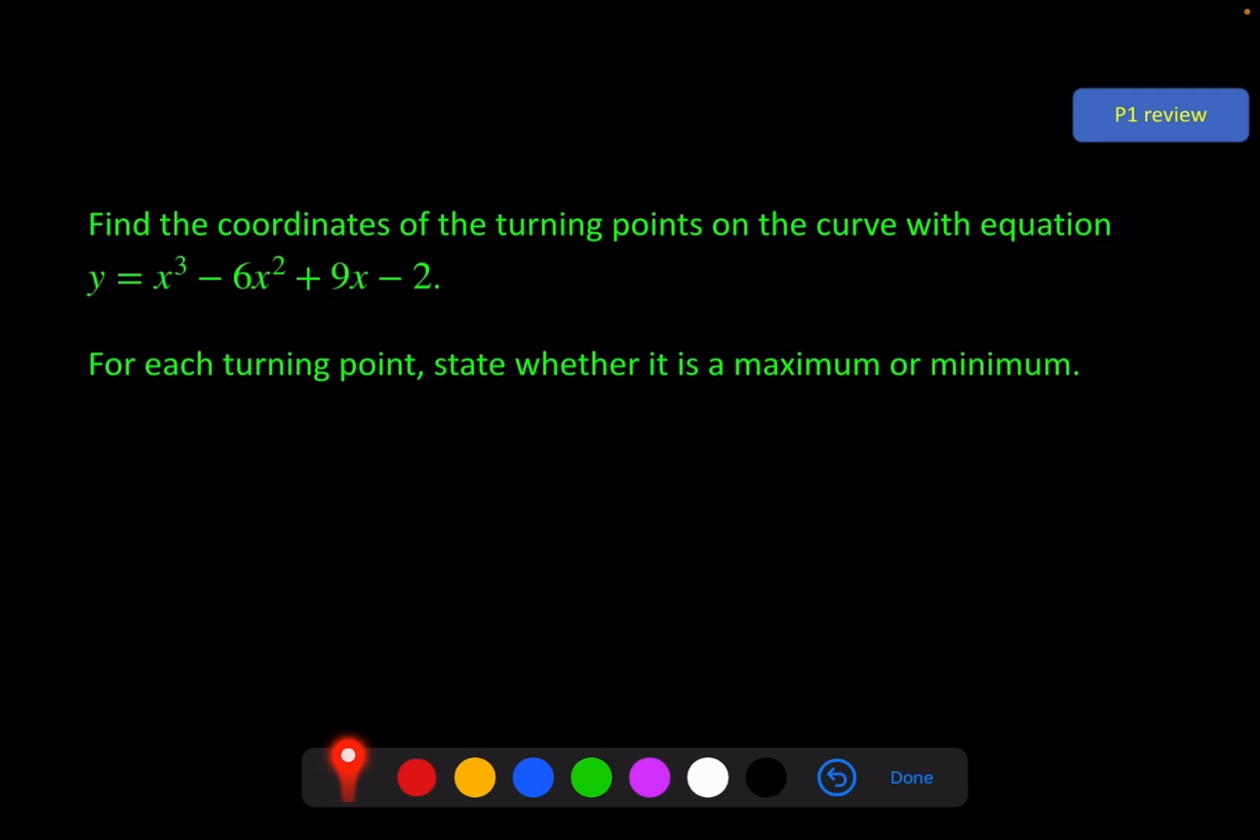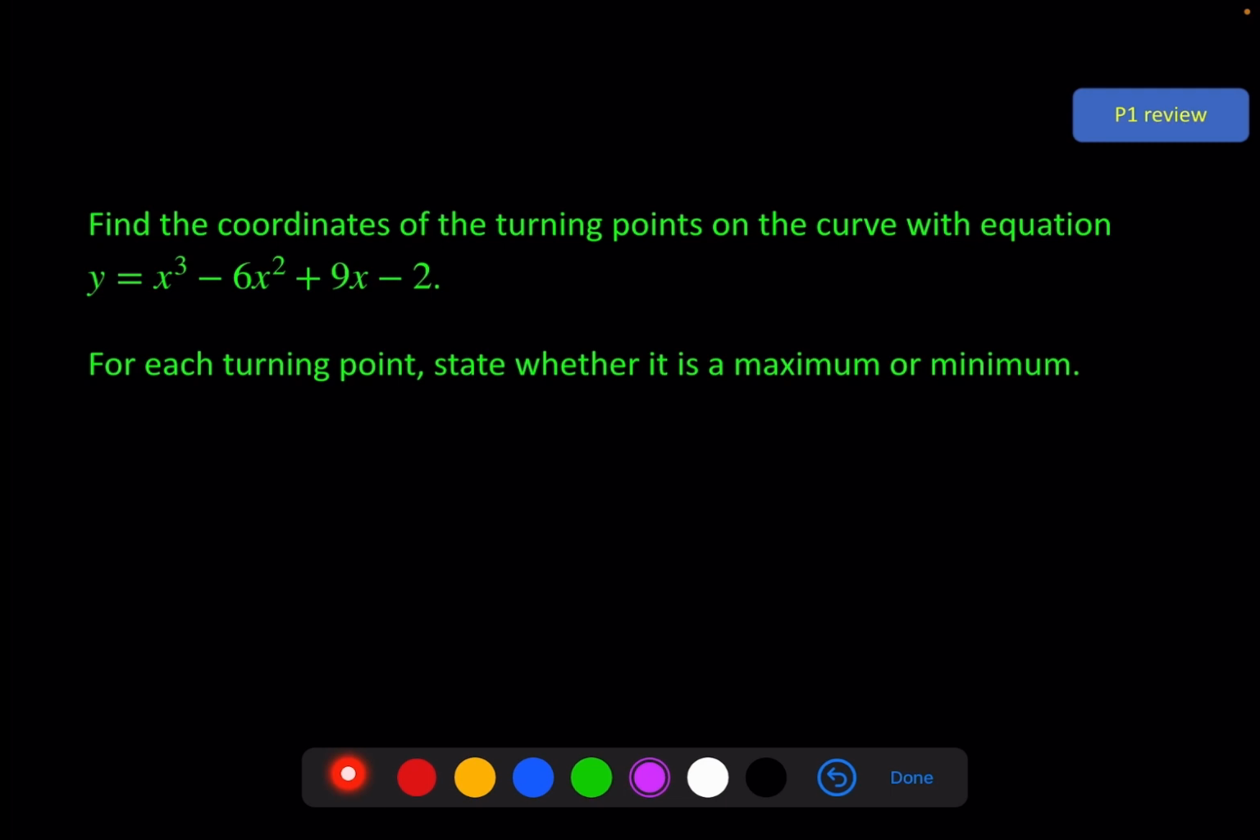P1 question here to get us going because of what we're going to do in this video. Find the coordinates of the turning points on the curve with the equation this, and for each turning point state whether it's a maximum or a minimum. Pause the video now, give this a go to refresh your memory if you've got time.